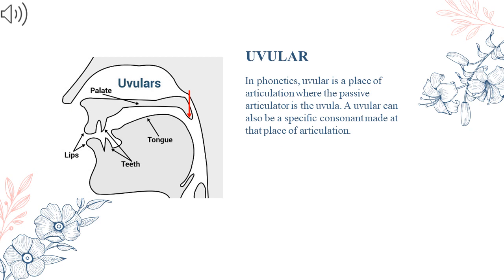Uvula. In phonetics, uvular is a place of articulation where the passive articulator is the uvula. A uvular can also be a specific consonant made at the place of articulation. These sounds do not ordinarily occur in English, so I cannot give you the example. If you want to know more, you can search in Google.